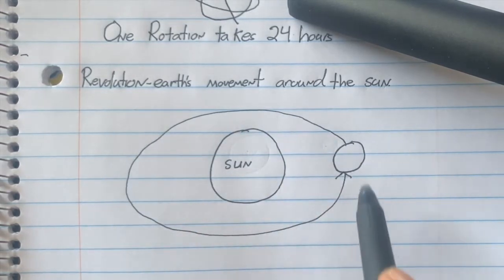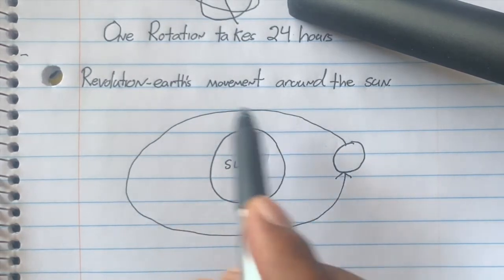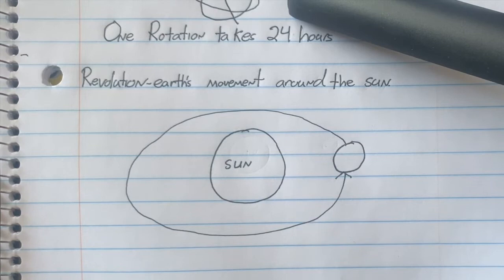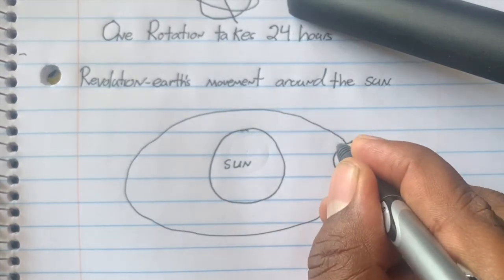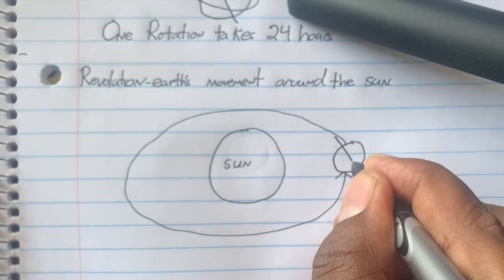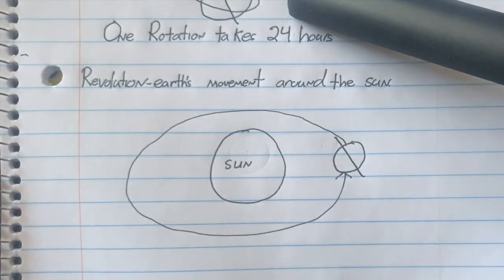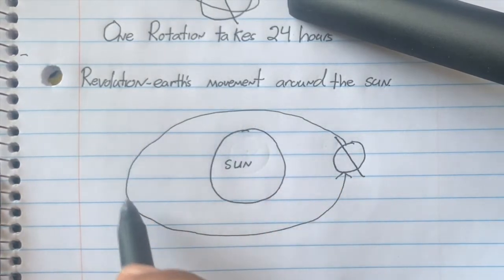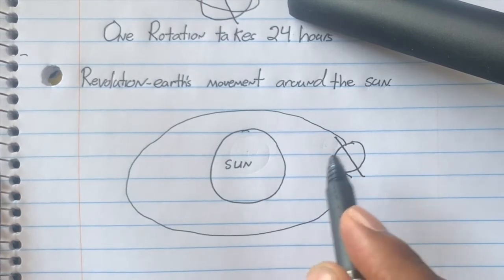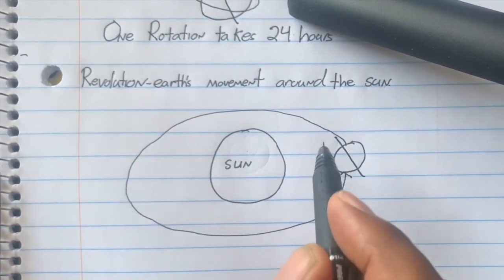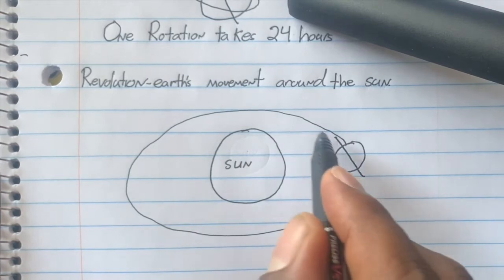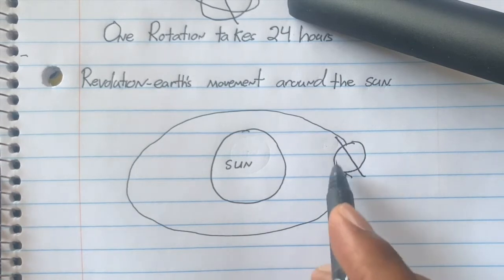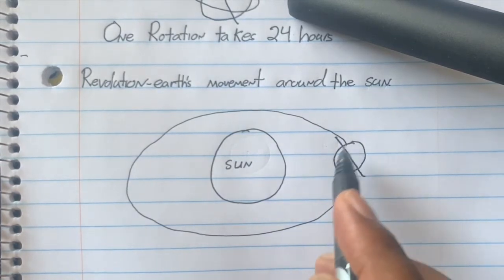Now, remember, as this Earth is revolving around the sun, it is still rotating around its own axis. So we're still going to have this 23.5 degree tilt, and it's still going to be spinning as it is rotating around. So the spinning, remember, is our rotation. The movement around the sun is our revolution. Spinning, that rotation, is going to cause the night and the day.